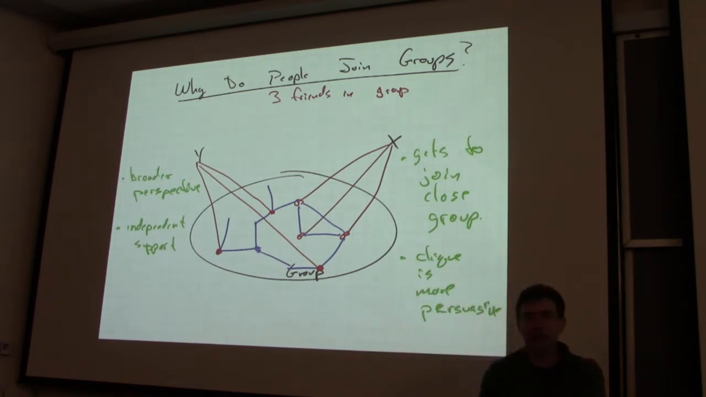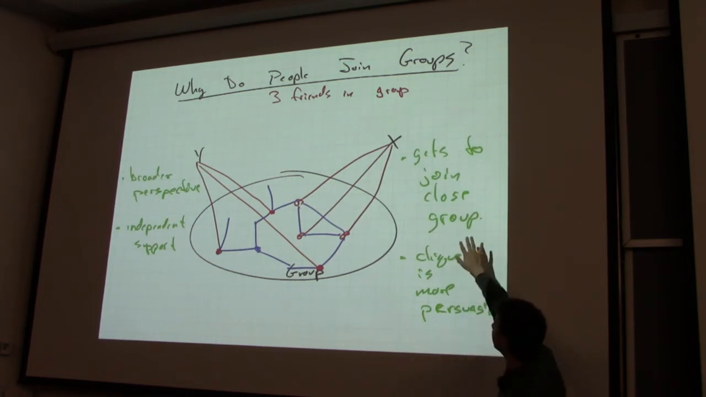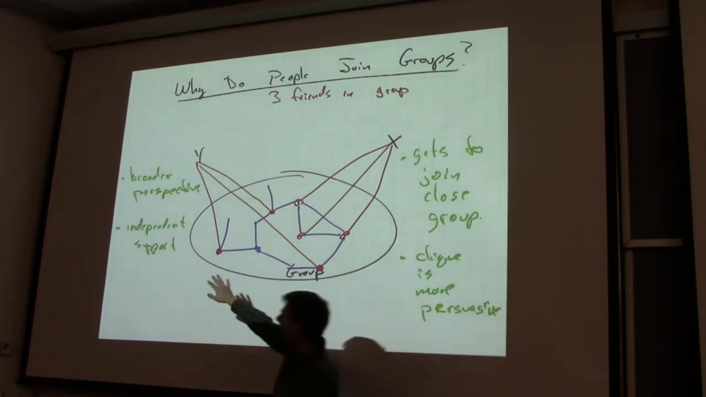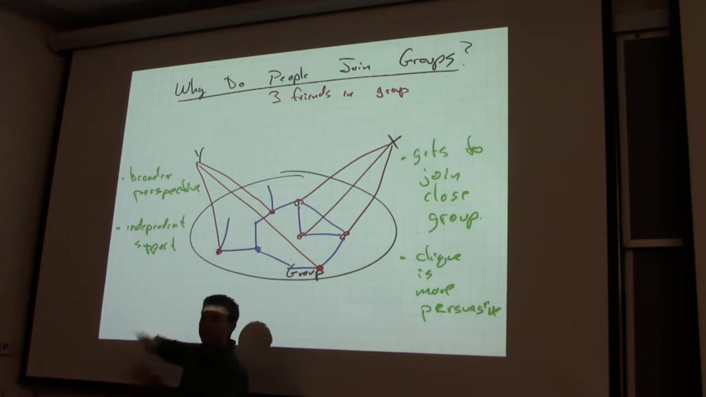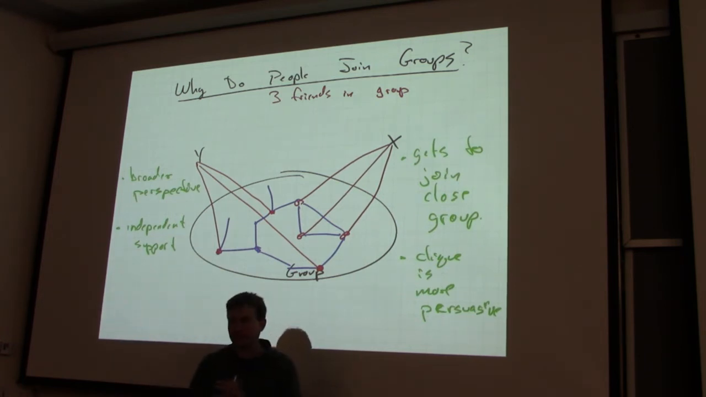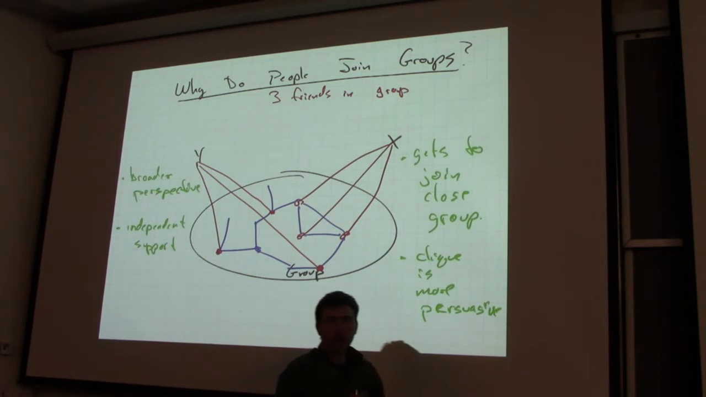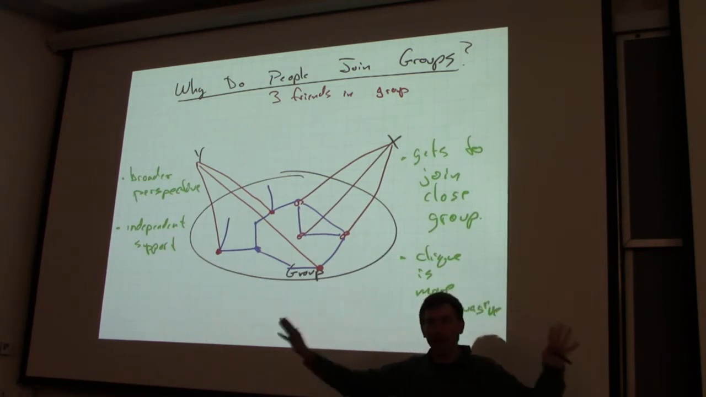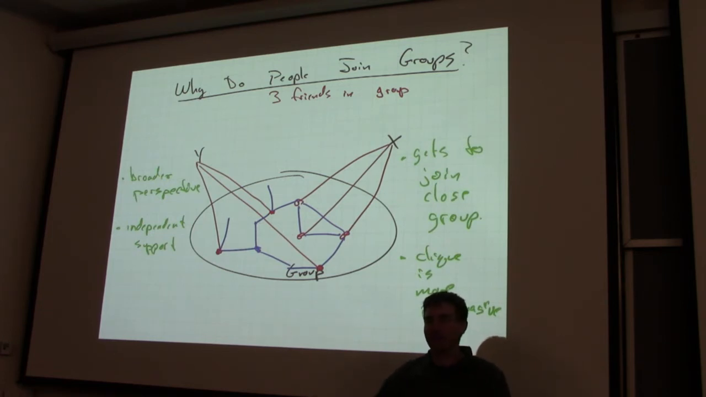Right? And so, prior to being able to observe large graphs dynamically on the web, there were these two independent theories of why people join groups. Either they get to join a close-knit group and they had kind of a persuasive clique, or there was this independent support and they had this broad perspective of what was going on. Okay, so let's vote. And no one knew the answers. There were camps on both sides before we could collect data.